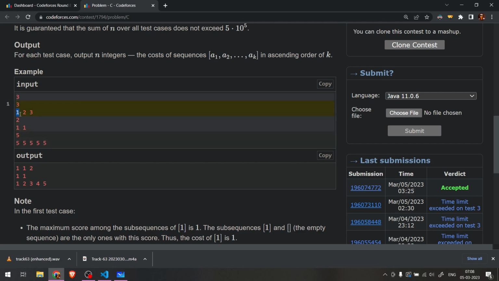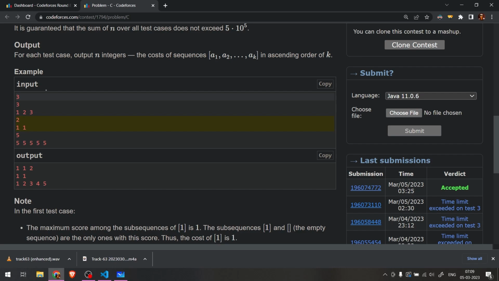So for the first prefix, only 1, the cost is 1. For the prefix 1 and 2, the cost is 1. And for the prefix that is the entire array, the cost is 2. How is it happening? I'll explain now.